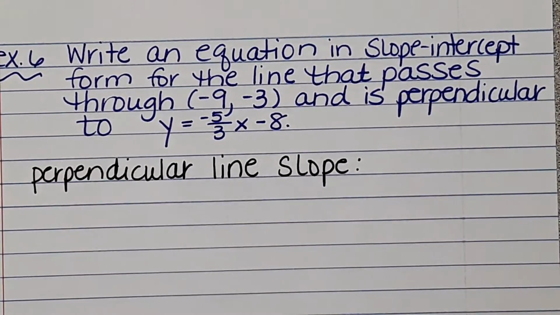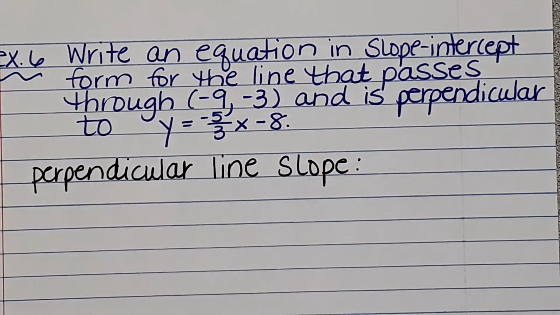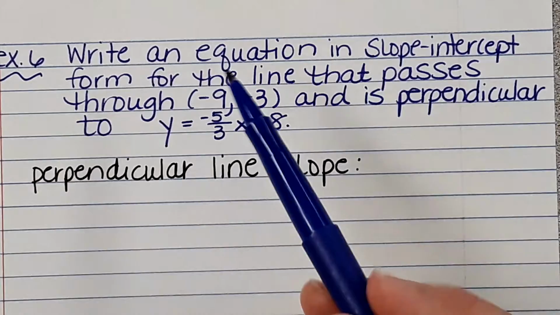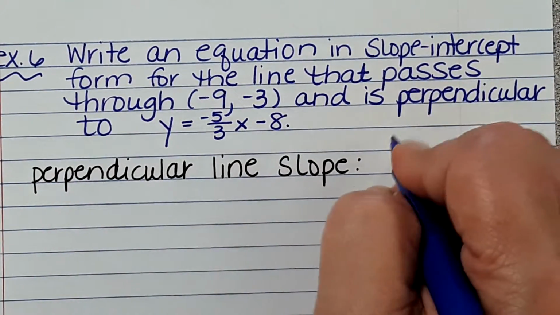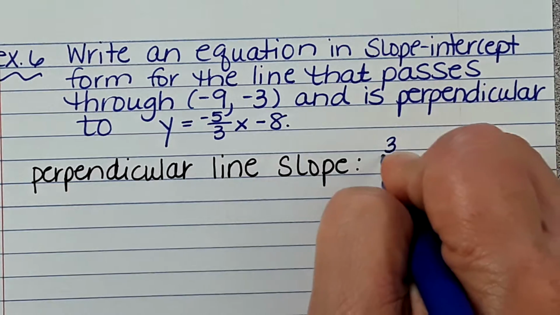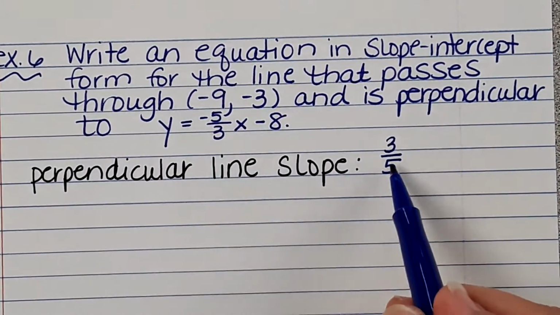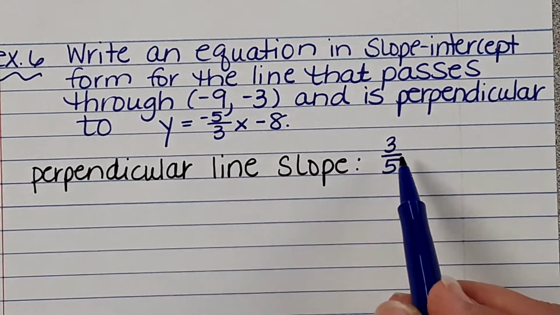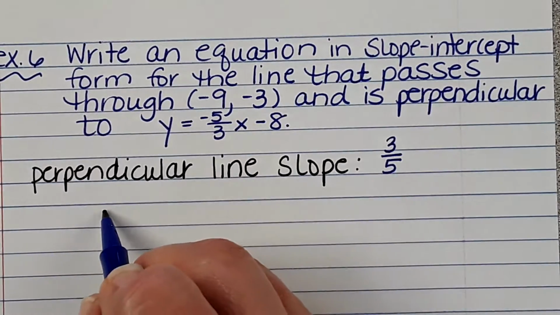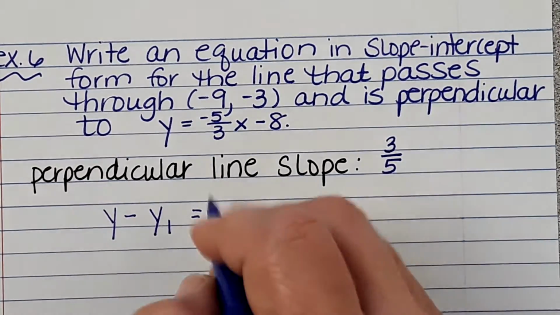So perpendicular lines have opposite reciprocals. So this is negative, so my perpendicular line slope is going to be positive, and then I'm going to flip it upside down, so my perpendicular line slope is going to be 3/5. Now, this is the slope I'm concerned with. I don't need anything else. This is the slope. So now I'm gonna start off in point slope form.